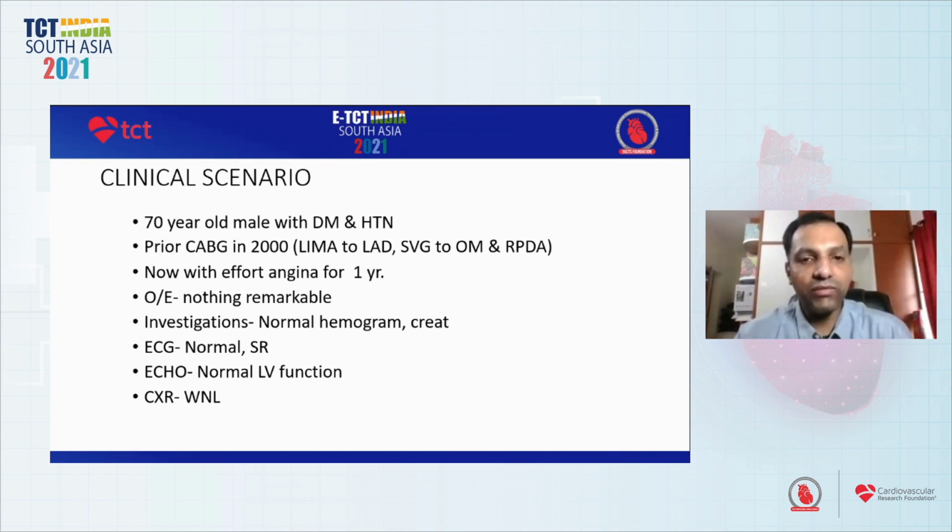He now presented with effort angina of 1 year duration. On examination, nothing remarkable. Investigations showed a normal hemogram and creatinine. ECG was normal sinus rhythm. Echo showed normal LV function. Chest X-ray is within normal limits.